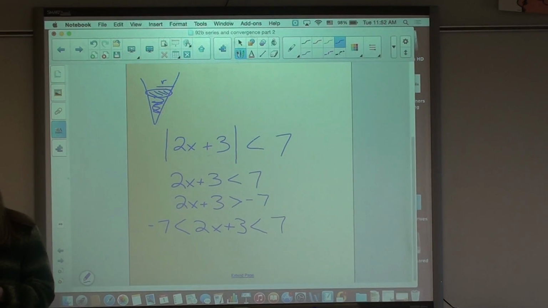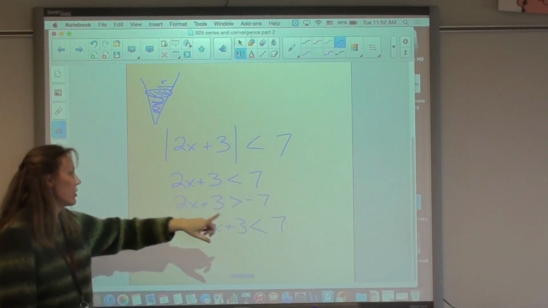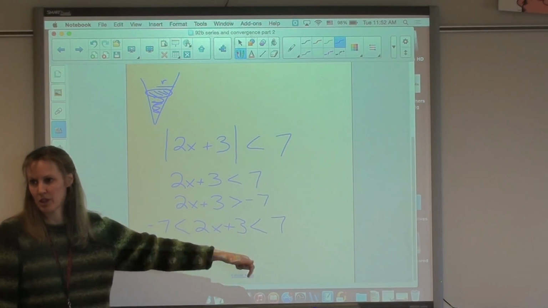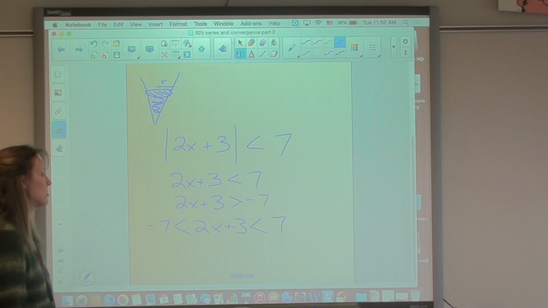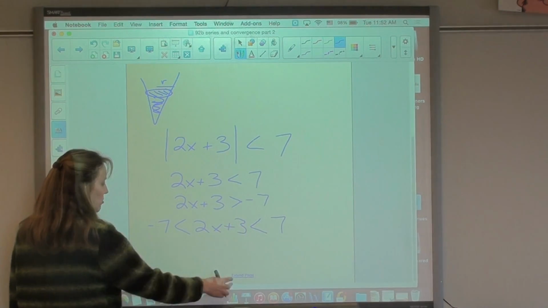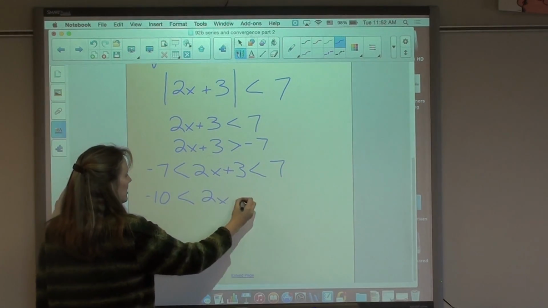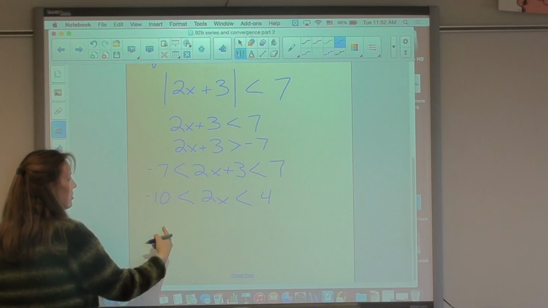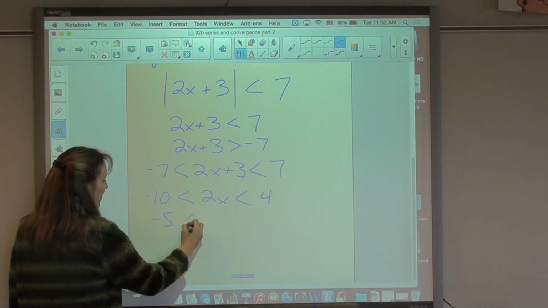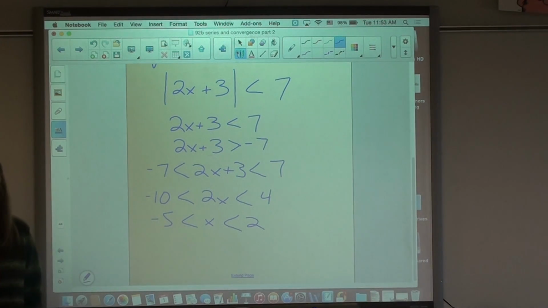Does that make sense? Since all of our inequalities are going to be absolute value less than 1, they're all going to be at the start as a compound inequality from -1 to 1. And then you can drop your absolute value and just go from there. So now you just subtract 3, so you get negative 10 less than 2x less than 4, and then you just divide by 2. So divide negative 5 less than x less than 2, and there's your interval.